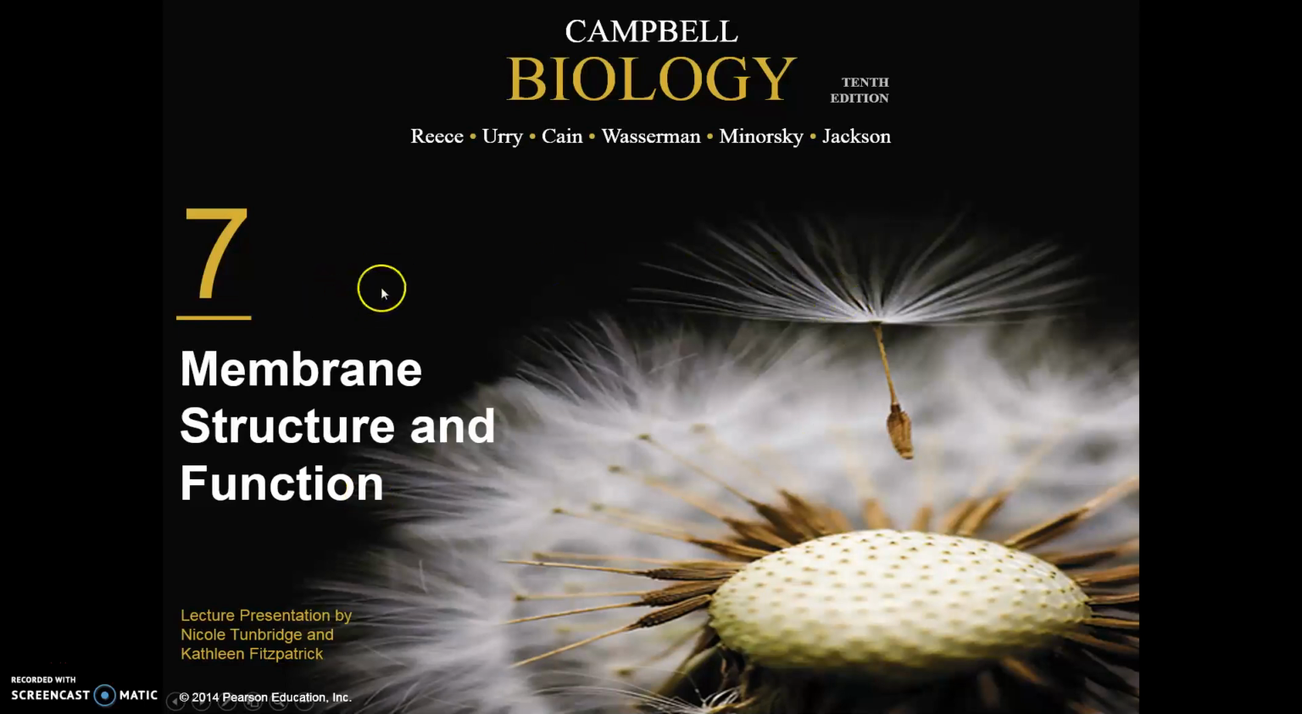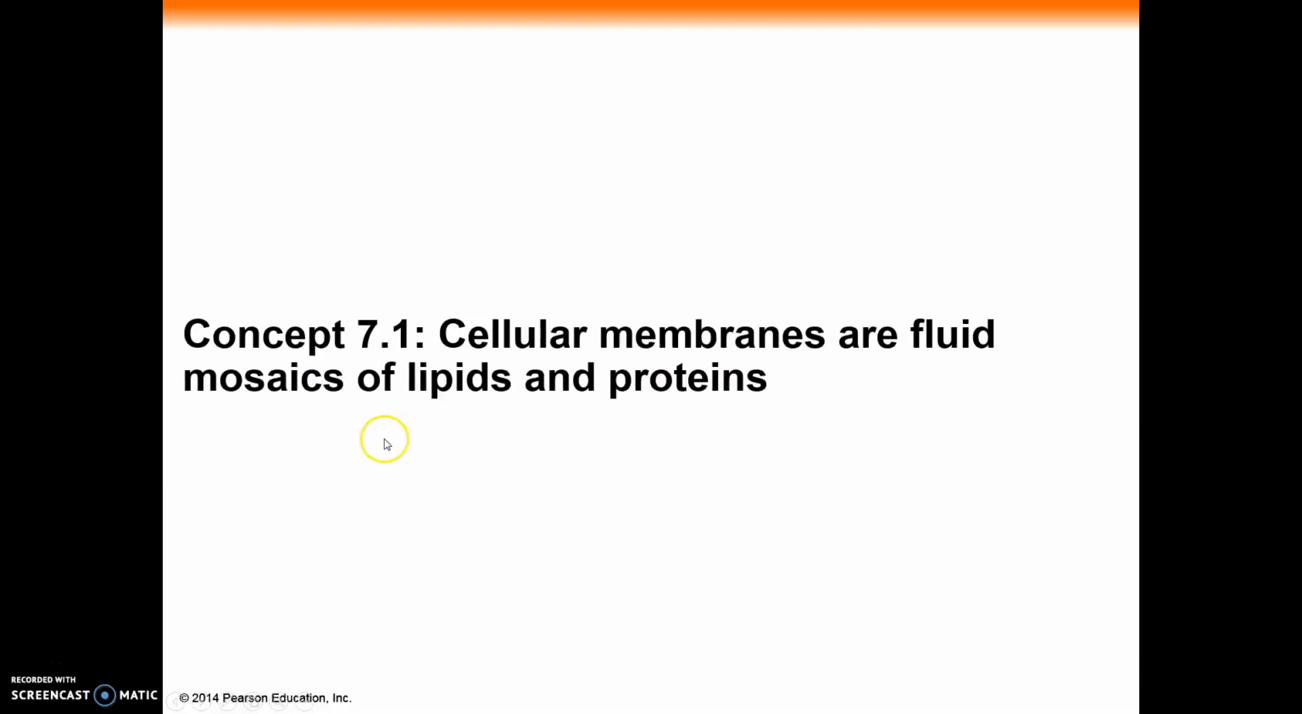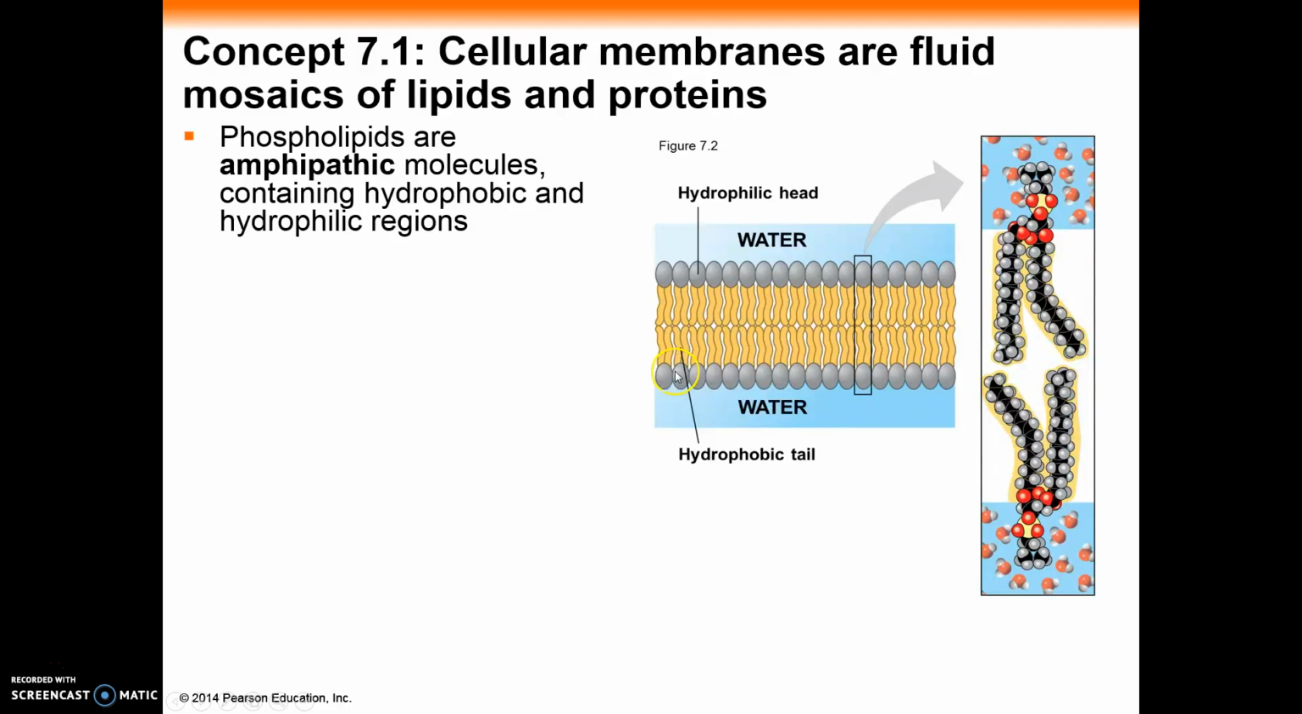All right, welcome back. We're going to do a quick overview of Chapter 7 of Campbell's Biology, membrane structure and function. So Concept 7.1, cellular membranes are fluid mosaics of lipids and proteins. So here are the phospholipids. Remember that they are amphipathic, so they have hydrophobic regions that exclude water and hydrophilic regions which interact with water.